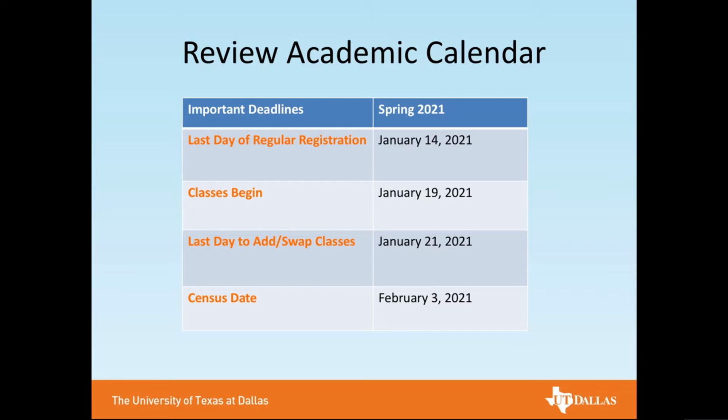The last day of regular registration is January 14th, 2021. Your classes will begin January 19th, 2021. The last day to add or swap classes will be January 21st, 2021. And the census day is February 3rd, 2021.